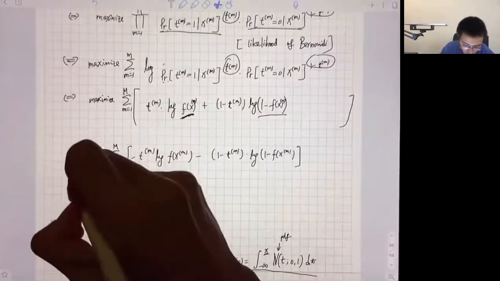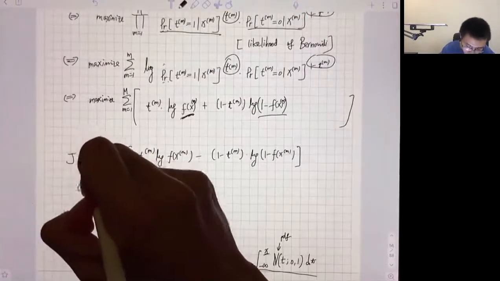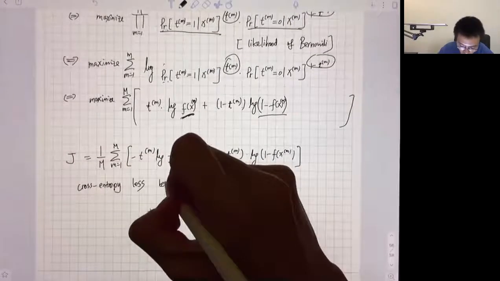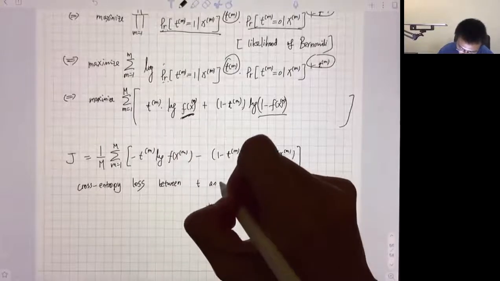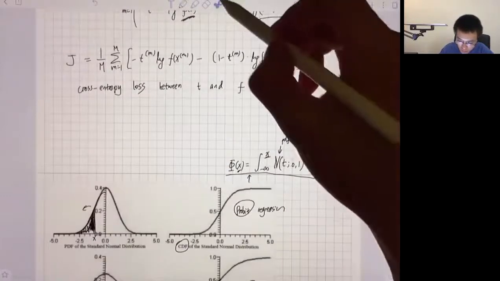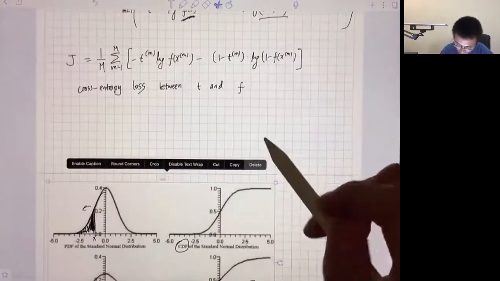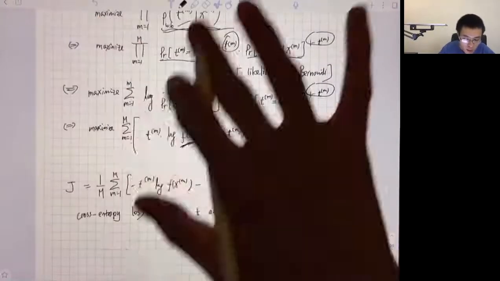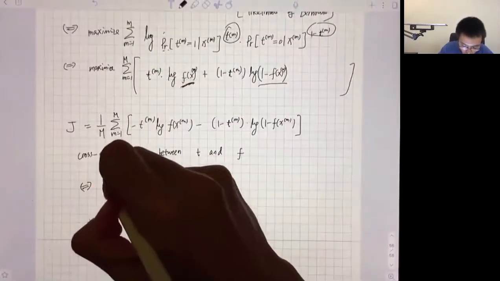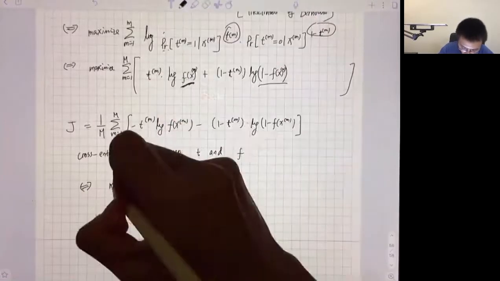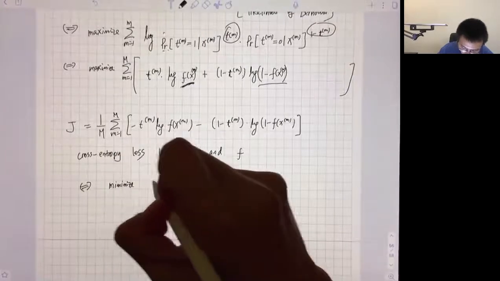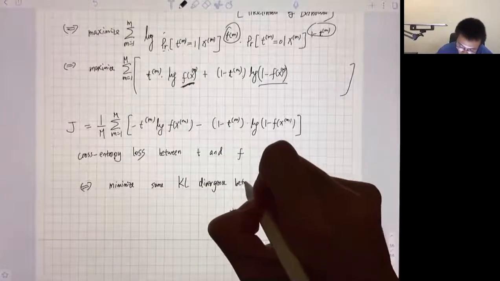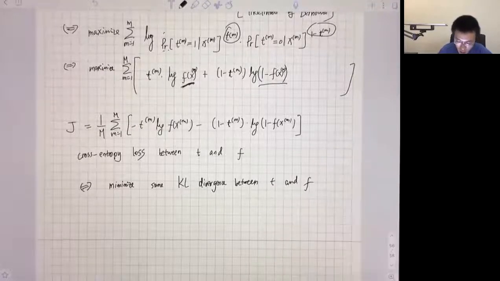So this loss is also known as the cross entropy loss between T and F. And from an information theoretical point of view, the maximum likelihood estimation for this loss is equivalent to minimizing some KL divergence between T and F.